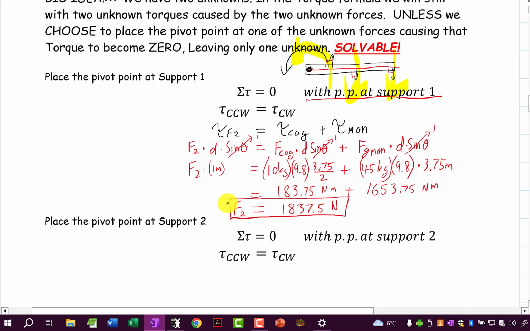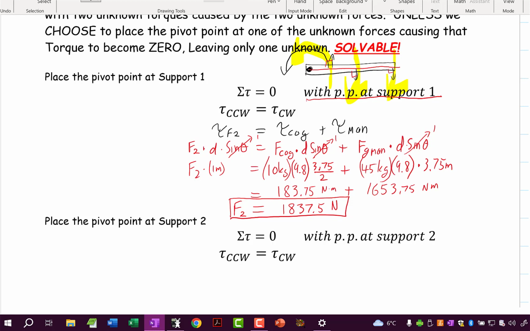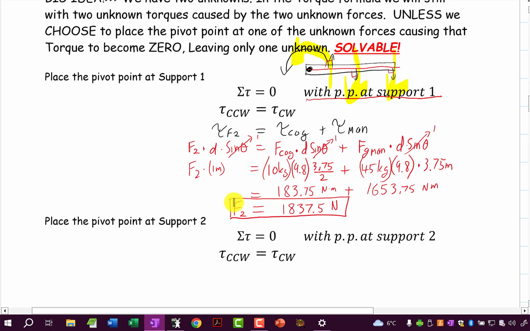So we've been able to calculate through static equilibrium how hard that beam has to push up with to keep it in static equilibrium.